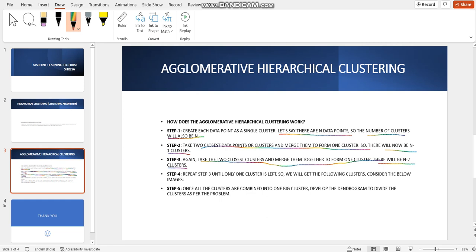Step 4: repeat step 3 until one cluster is left. We will get the following cluster. Consider the image below. I have not added an image here, but I will surely add it in the PPT. You can see it. The last step, step 5: once all the clusters are combined into one big cluster, develop the dendrogram to divide the cluster as per the problem. So we have to develop the tree structure to divide the clusters as per the problem after combining everything into one big cluster.